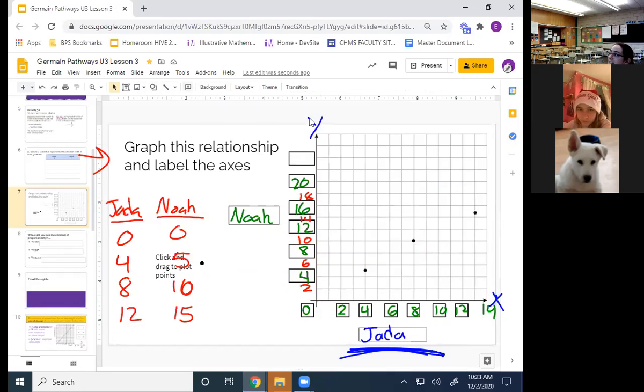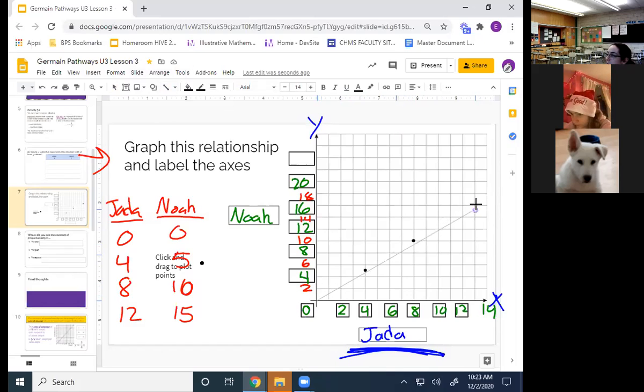I need to connect them using the line feature here. To get that line, you're going to come up to the bar up here. You're going to look at this line with the 2 little dots on the end of it. You're going to click it. And you're going to start at 0, 0 because we know that's where our line is going to start. And you're going to draw a line that goes through each one of your points.